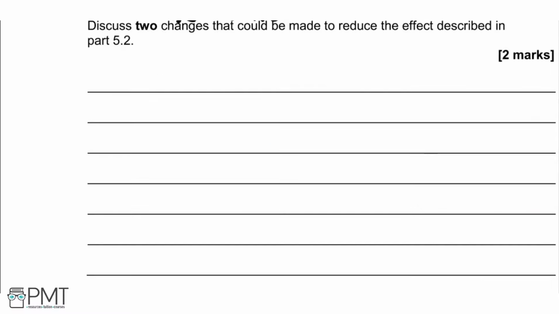So for the last part of this question, it's asking you to discuss two changes that could be made to reduce the effect described in part 5.2 or the previous part of the question. So this material pulse broadening that we mentioned previously. Now, the first thing that we can do is use a monochromatic source of light, and what that will do is if every ray of light has the same wavelength, then every ray of light will travel at the same speed and therefore reach the other end at the same time.